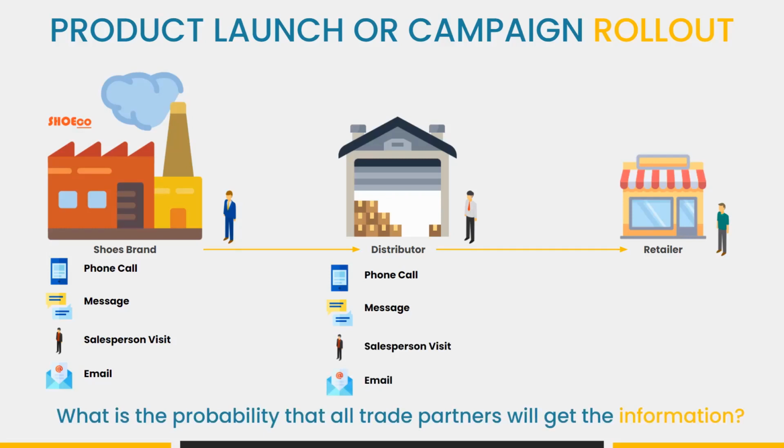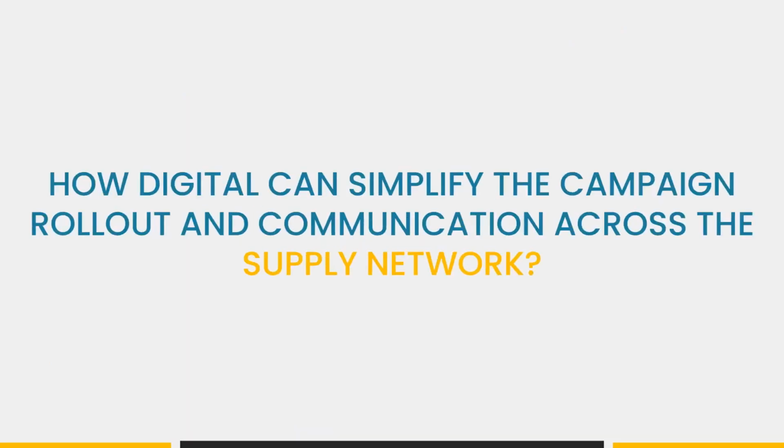Messages, salesperson visits, and similarly email are used to broadcast this information. Now, what is the probability that all the trade partners will get the information? It is definitely not 100%, because there are interdependencies, and with intermediaries or more heads getting added to the communication chain, the probability of dilution of information increases significantly, right?